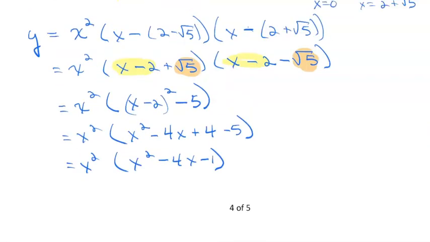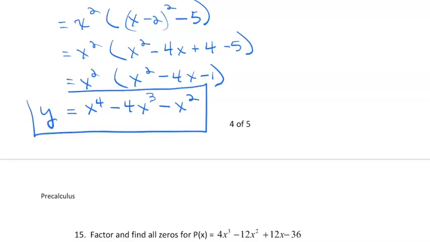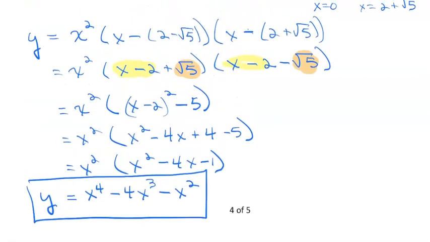I have to get it in standard form. This is still considered factored form. It's not linear factored form, but it's still factored form. So now I'm going to distribute the x squared everywhere. I get x to the 4th minus 4x cubed minus x squared. And I am done. So that is my standard form that I built from my factored form.